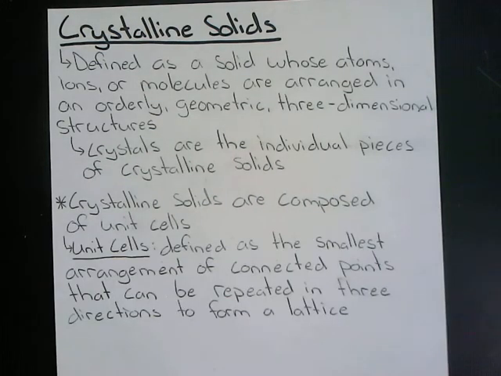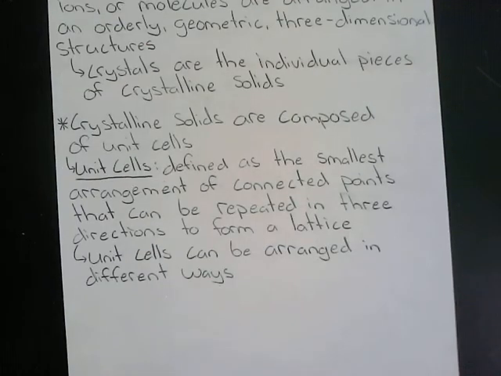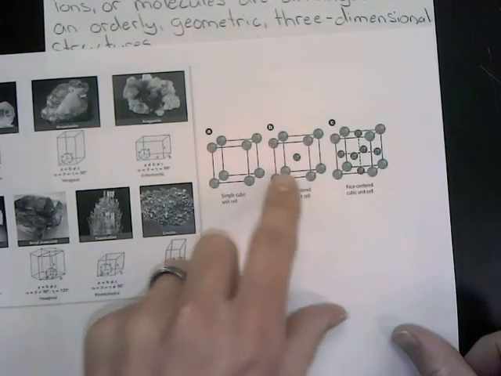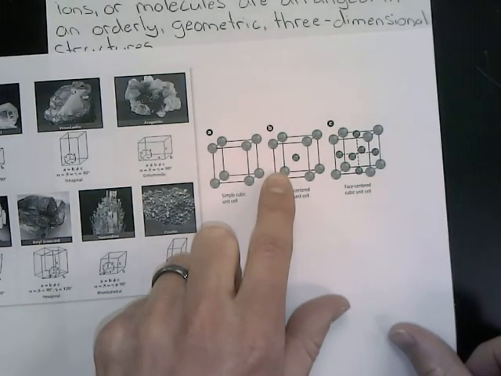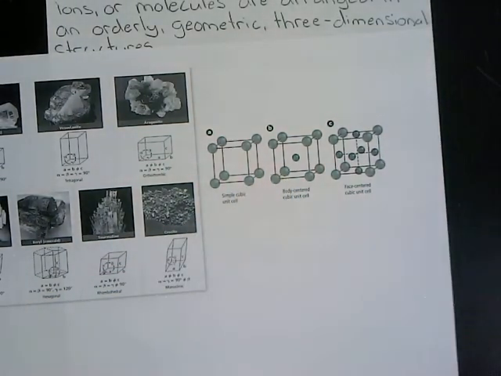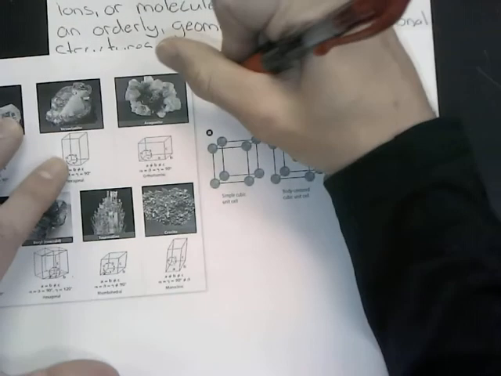Now, unit cells can be arranged in different ways. If we look at an example here, our cubic unit cell can be arranged three different ways.